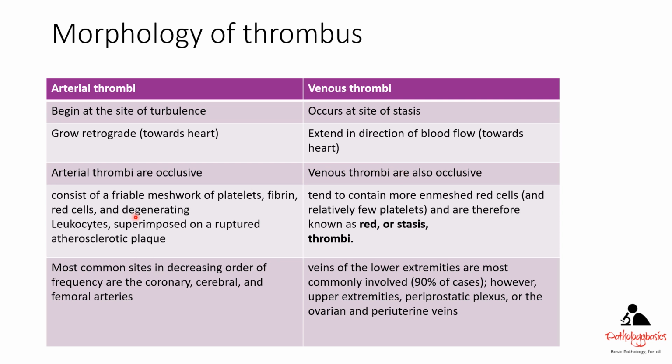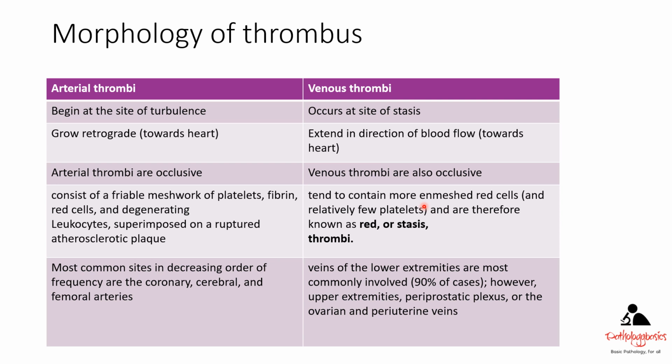Arterial thrombi are composed of a meshwork of platelets, fibrin and red cells, also degenerating leukocytes. But the most important cause is a ruptured atherosclerotic plaque. So it's primarily caused due to an atherosclerotic plaque on which platelets, fibrin, red cells and leukocytes have become deposited. Venous thrombi, on the other hand, are basically caused due to stasis, so they contain more red cells and few platelets. Right?